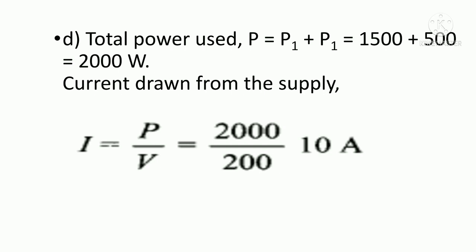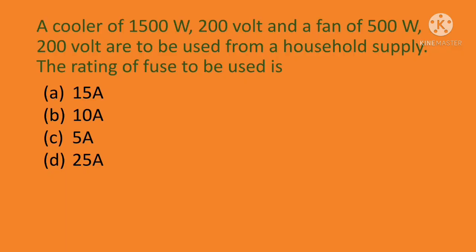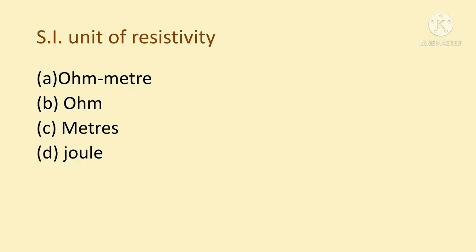Let us check the options, which is the correct one. Option A 15 amps, option B 10 amps, option C 5 amps, option D is 25 amps. After the calculation, you got 10 ampere, so your correct answer will be 10 ampere. The SI unit of resistivity: option A ohm meter, option B ohm, option C meters, option D joule. Then the SI unit of resistivity is option A ohm meter.